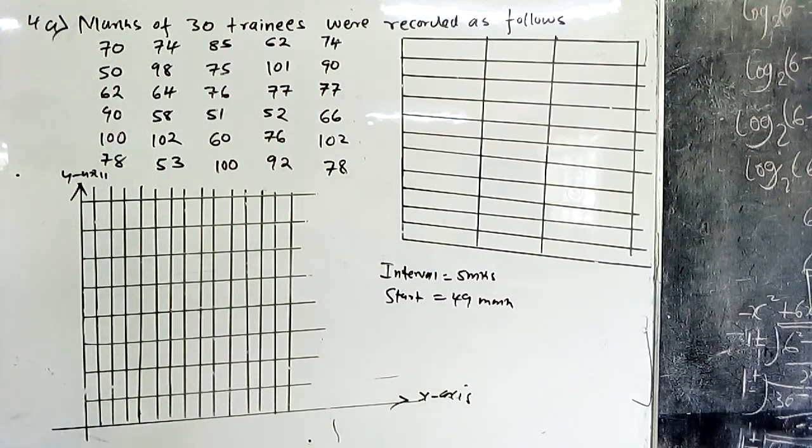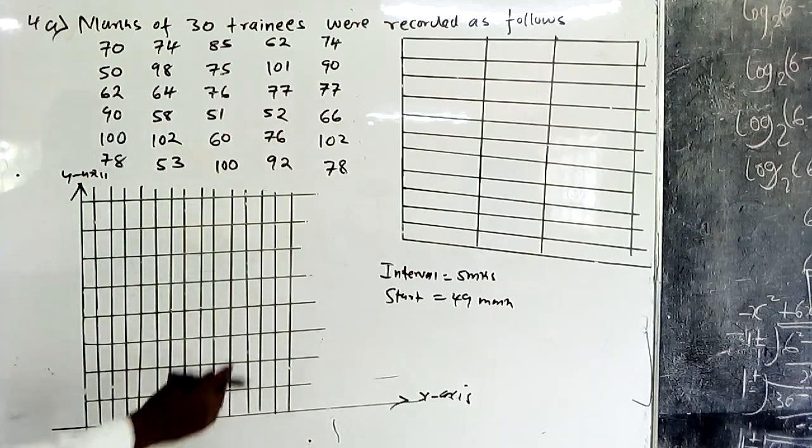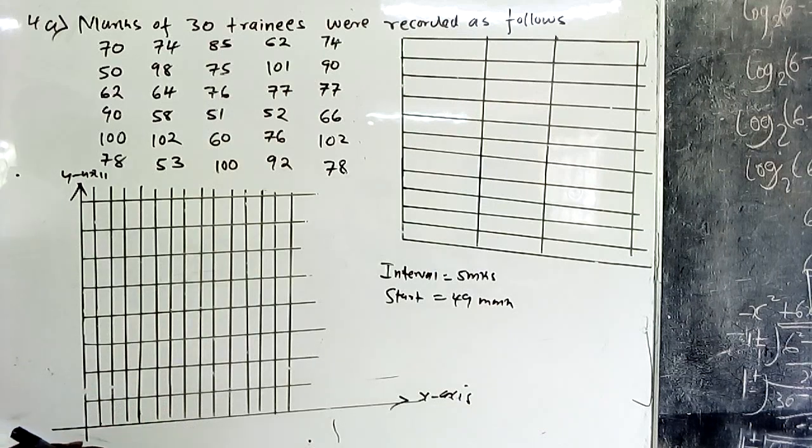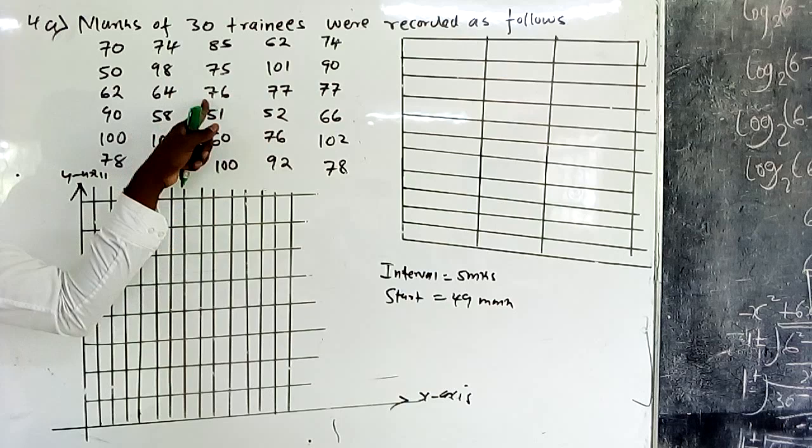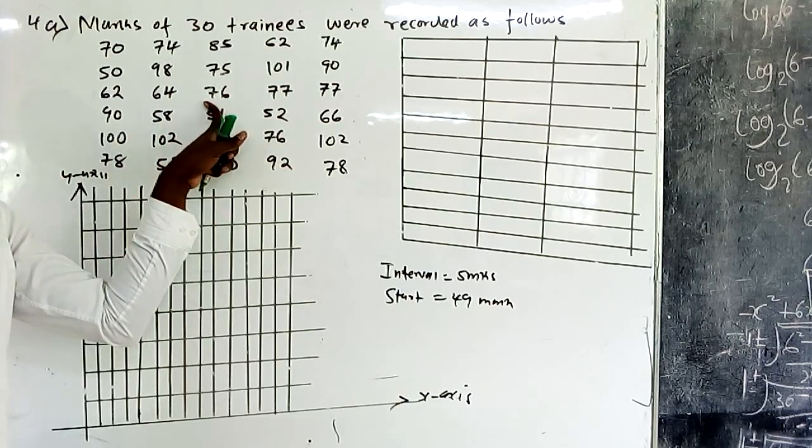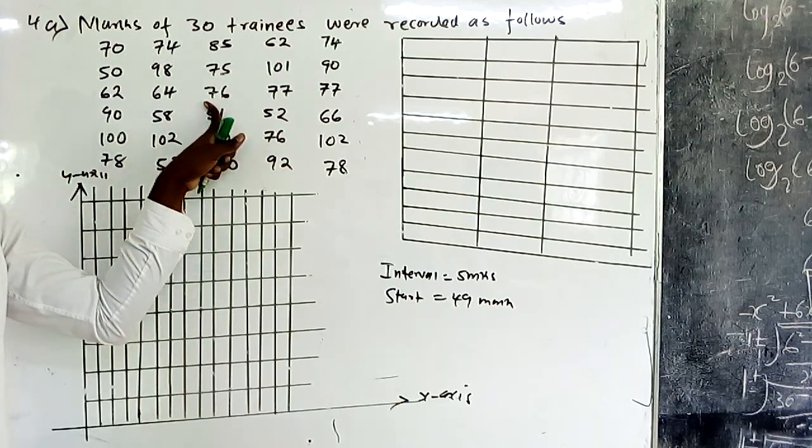We start at 49 marks, then we must have an interval of 5 marks. So from 49 with an interval of 5 marks, this must be discontinuous so that one mark lies in exactly one class. If this is 76, it must lie in exactly one class. So the classes must be discontinuous.